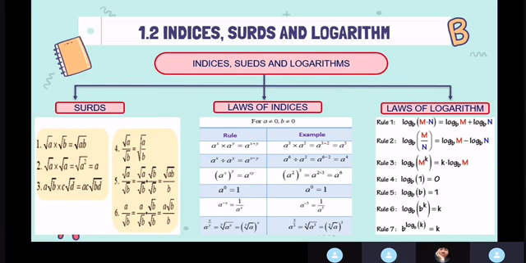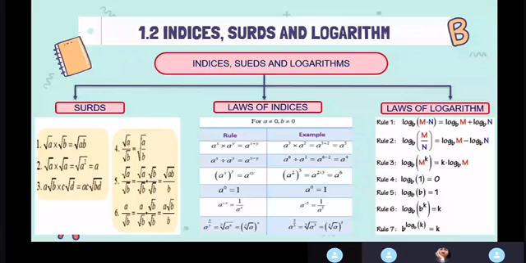If a is a real number and n is a positive integer, then a to the power of n is equal to a times a times a times a. This time is dependent on the power of n. The number a is called the base and n is called the index. A to the power of m times a to the power of n is equal to a to the power of m plus n. When multiplied the same base, the power must be added.